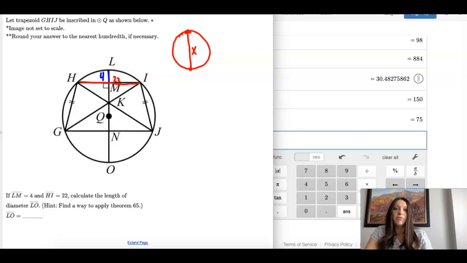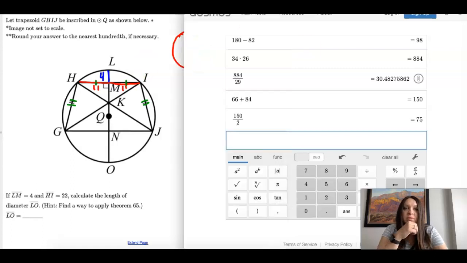So again, we really are using the property of this being an isosceles triangle that we're going to split this 22 in half because each side is equal. So instead of 22, I'm going to label these 11 and 11.